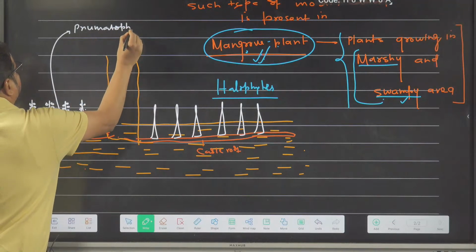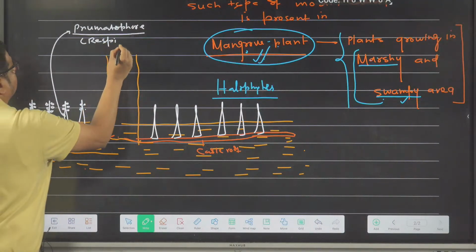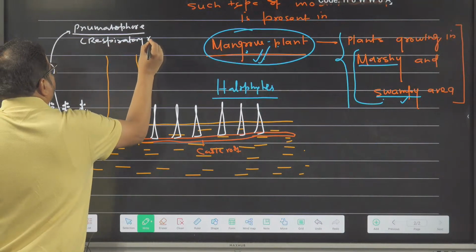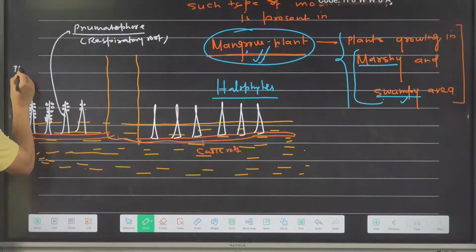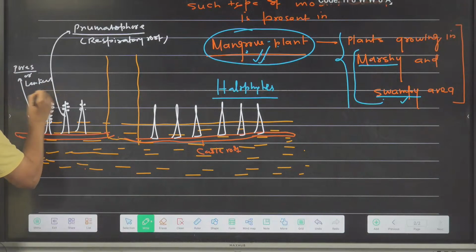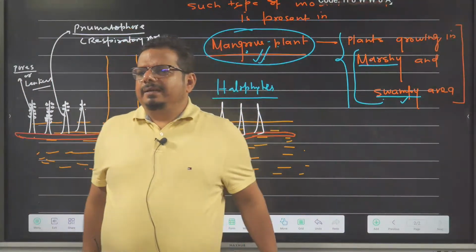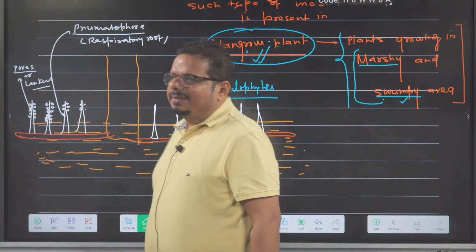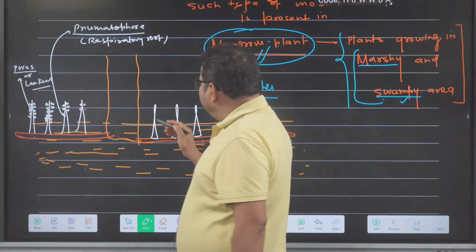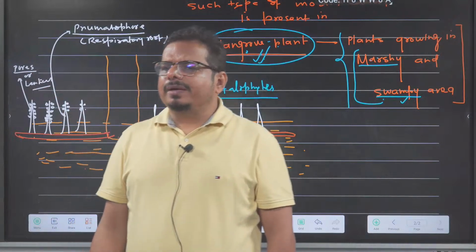Pneumatophore, or we also call it respiratory roots. So many pores, or lenticels you can say, are present here for gaseous exchange. So these are the respiratory roots. They come up out of the soil, moving positively phototropic, and they help in respiration, in proper exchange of the gases. Understand the idea?